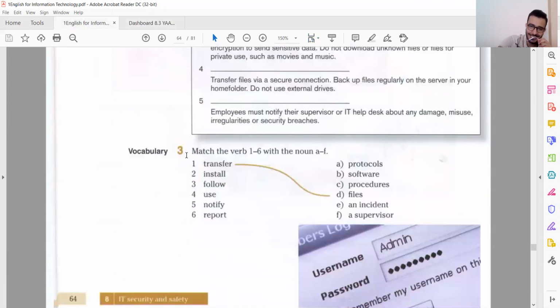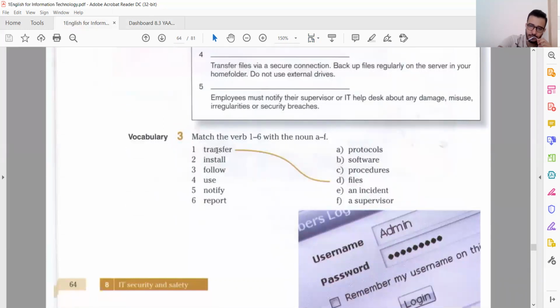Okay, let's match the verbs from 1 to 6 to the nouns from A to F. Okay. لطيف، سؤال سهل لطيف بيجي في الامتحان. Transfer files. transfer الverb بيجي مع الnoun files. طب install، follow، use، notify، report، pause, do them and then come back to check.